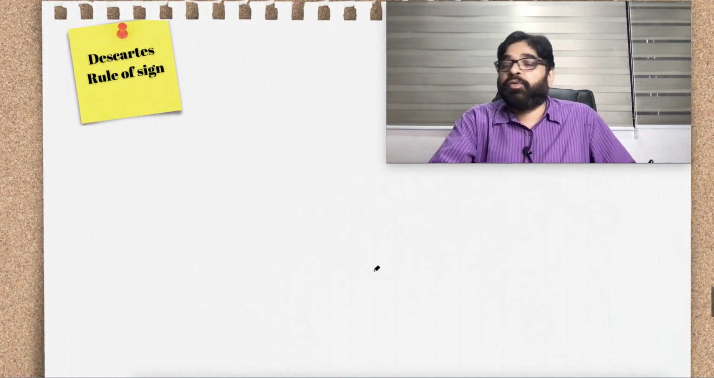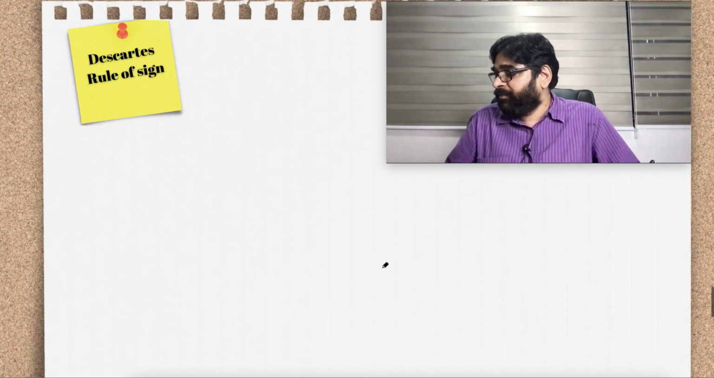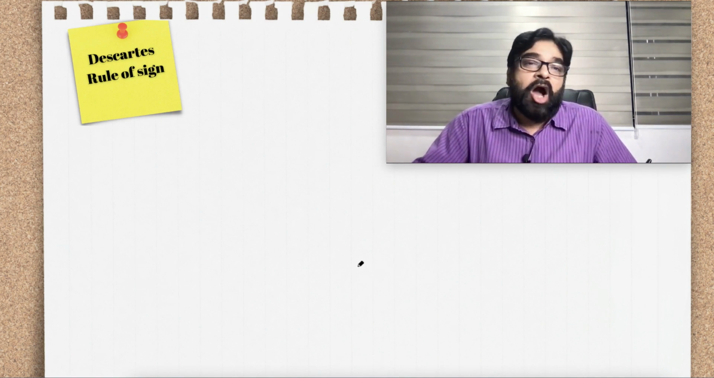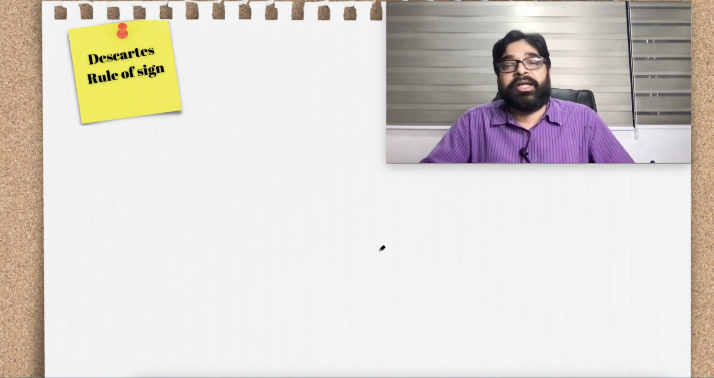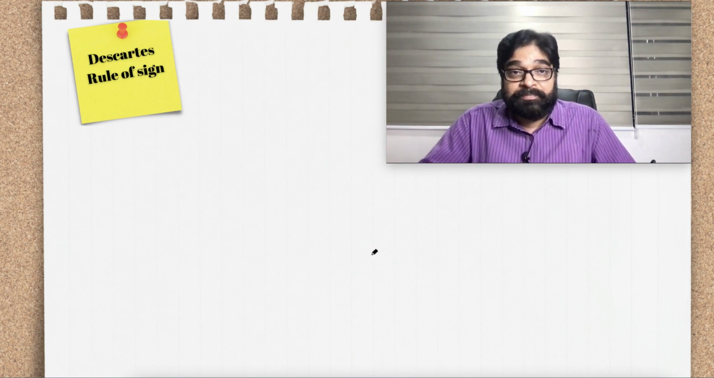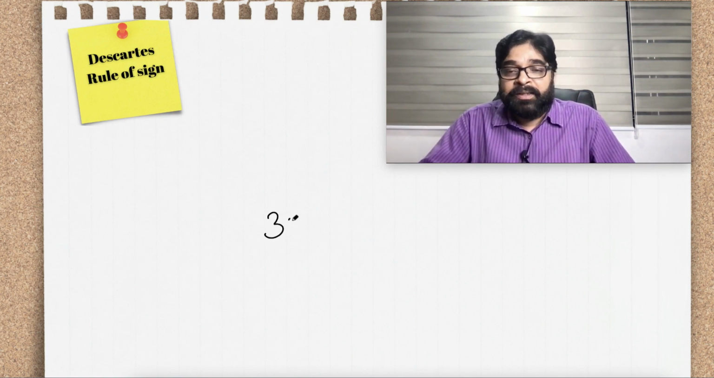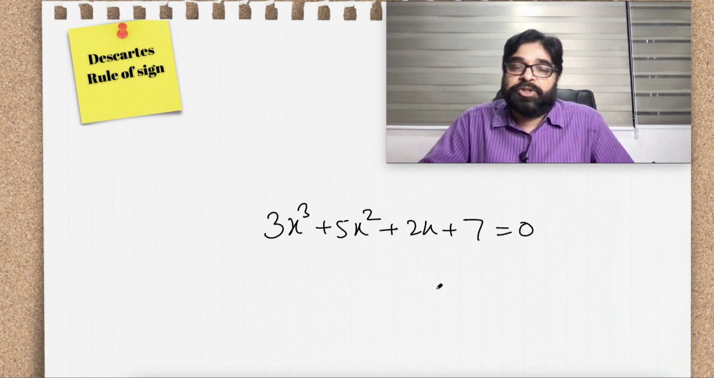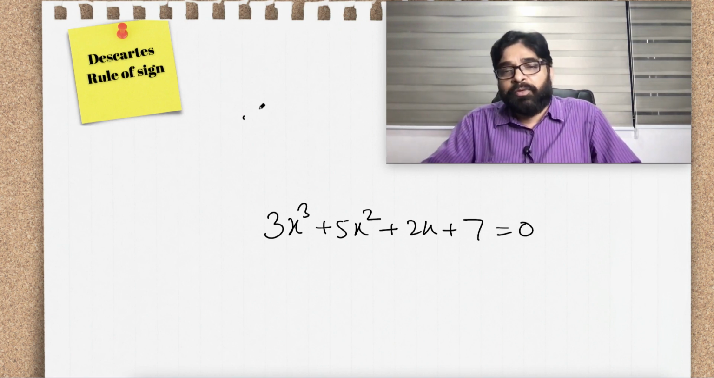Next, Descartes' rule of signs. It is a very simple thing which is used to tell, just by looking at the equation, how many maximum positive roots and how many negative roots there can be. Suppose I say 3x cube plus 5x square plus 2x plus 7 equal to 0. How many roots will be there? 3 roots will be there, alpha, beta, gamma.